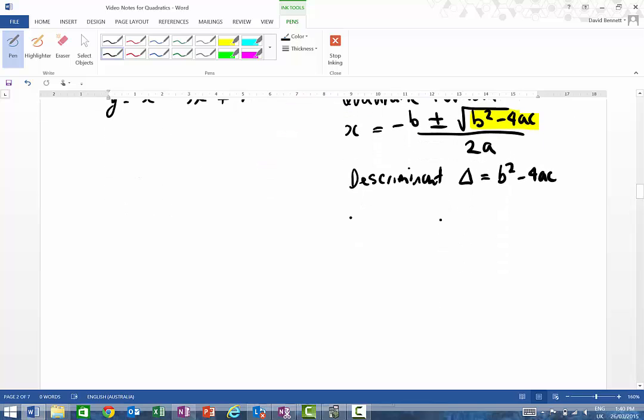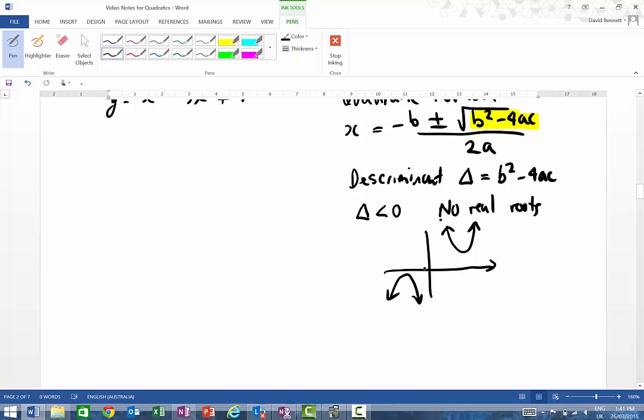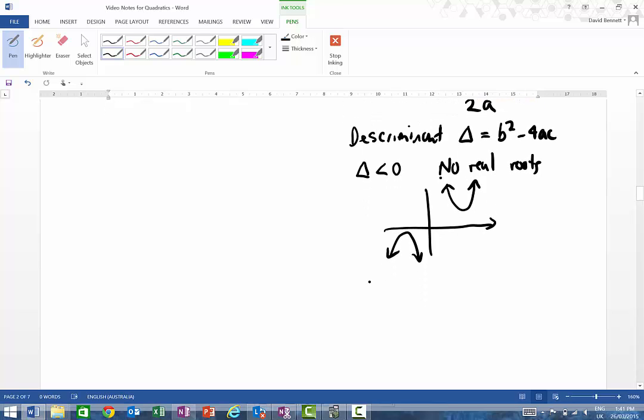So the three cases we can have: the discriminant is less than 0, and then we say no real roots. What that will look like is a case where the curve doesn't cut the x-axis. It could be like this as well. As long as it doesn't cut the x-axis, it doesn't have any real roots. Again, this information is on your formula sheet. If the discriminant is equal to 0, then it has one repeated root.